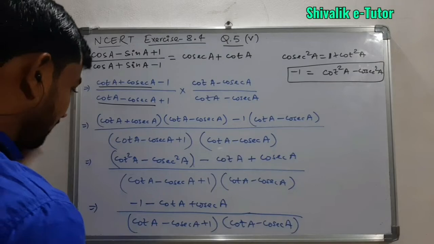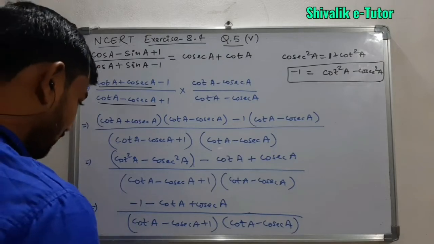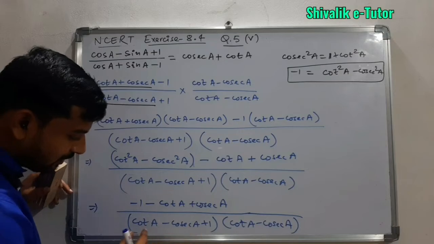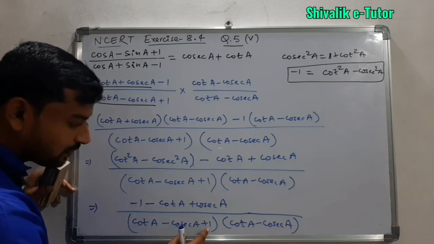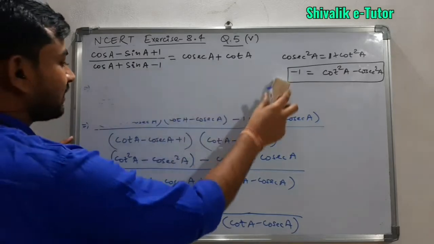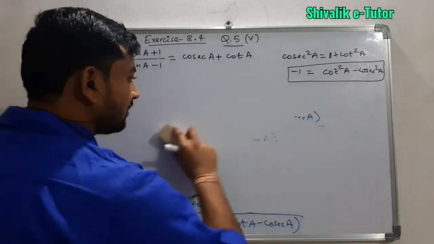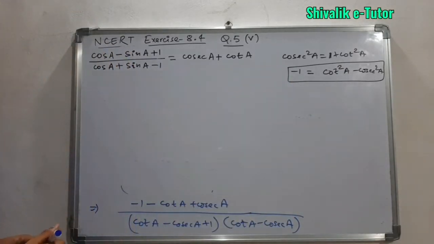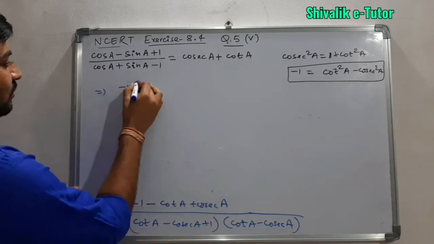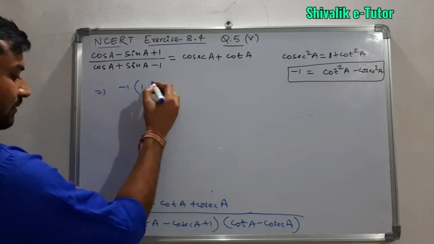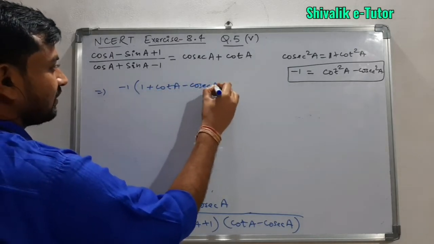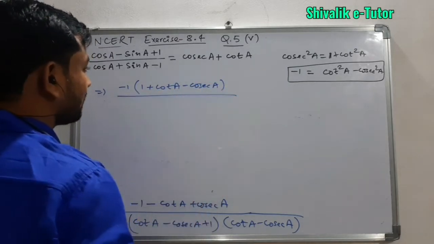We can take minus common from here. Why are we taking minus common? When we look at this bracket in the denominator, this is cot A minus cosec A plus 1, just the difference is of minus sign. So here we will be taking a minus common from the first expression, the expression of this numerator. So if we take minus 1 common from here, what we will get? 1 plus cot A minus cosec A.